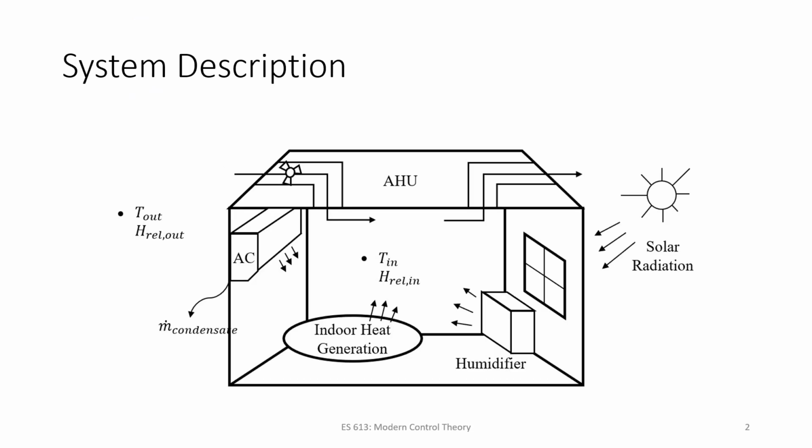The residential HVAC system considered in this project consists of an AC, an air handling unit, and a humidifier. The objective here is to maintain the indoor temperature and indoor relative humidity levels close to the set point values. There are multiple disturbances present in this residential HVAC system, which are outdoor temperature, outdoor relative humidity, indoor heat generation, indoor humidity generation, and outdoor solar radiation coming through the window.